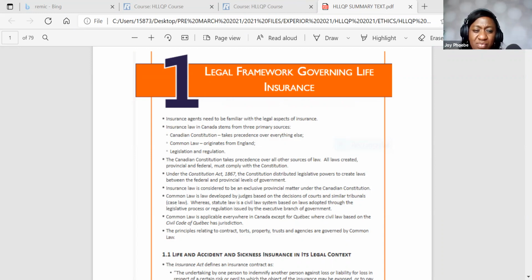Okay, types of group insurance. You can have group life insurance, accident and death group insurance, short-term disability group insurance, critical illness group insurance, and health and dental care. The most common among group insurance is health and dental. Almost every organization has that.